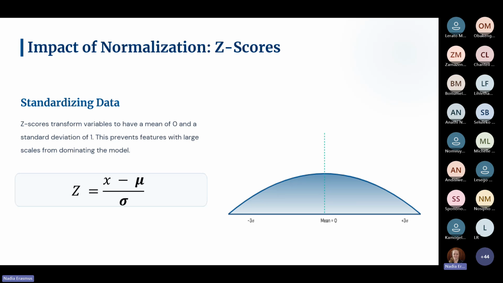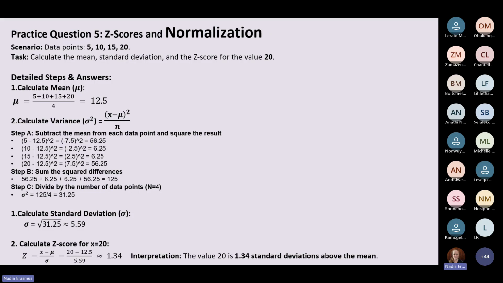And the formula is the z-score equals x minus mu, which is the mean or the average, divided by the standard deviation. So what do we need? We need the mu, the average or mean, and we need the variance to get the standard deviation. So let's go and calculate it.